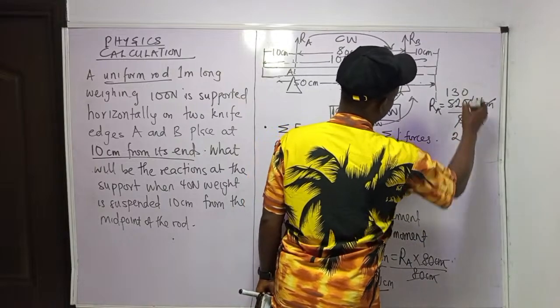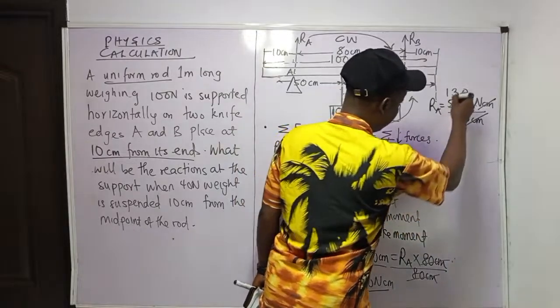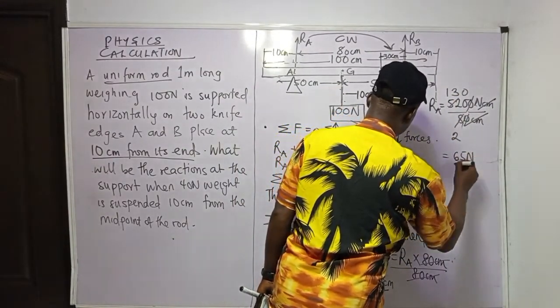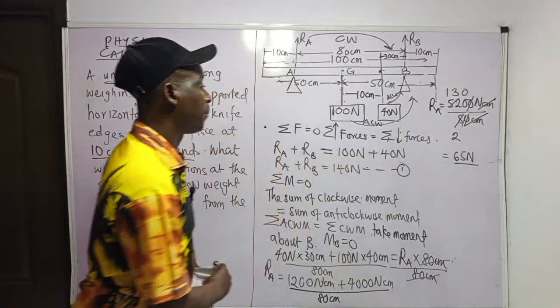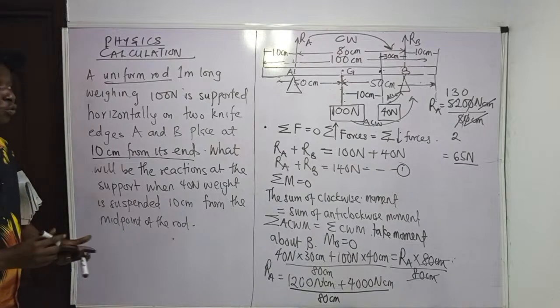Then 0. So that's what we want to have. Now, divide both sides by what? 2 again. What I want to have is 65 Newton. That's what I want to have. You can press your calculator to confirm it. Very important. Press your calculator to confirm it.